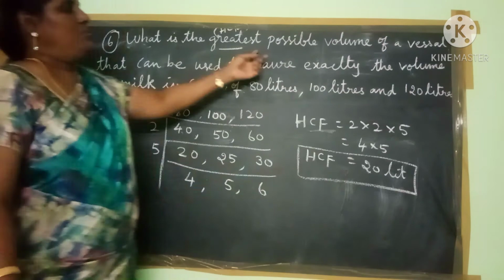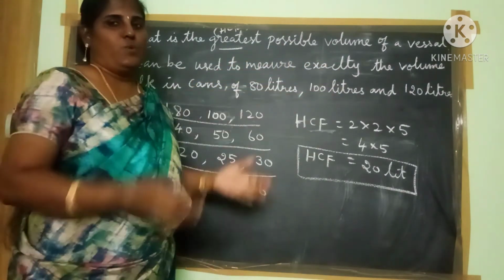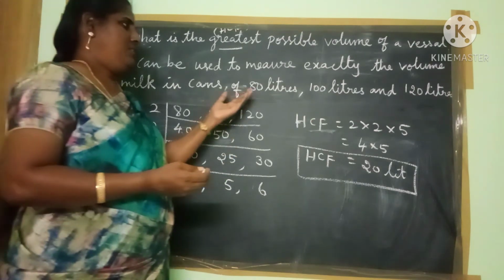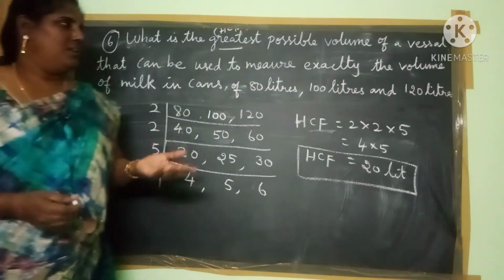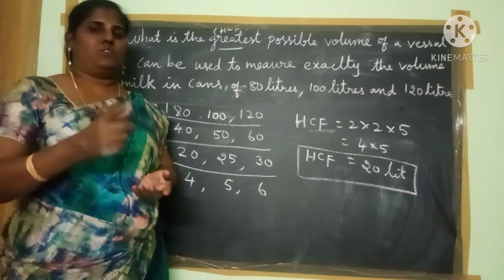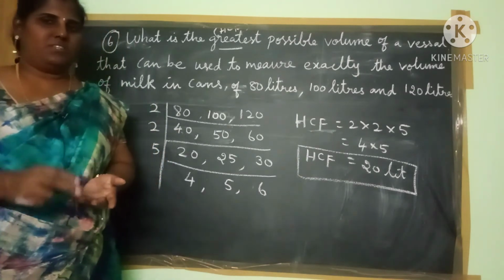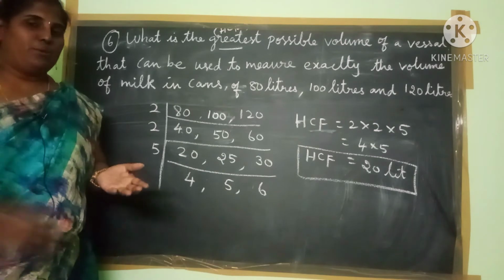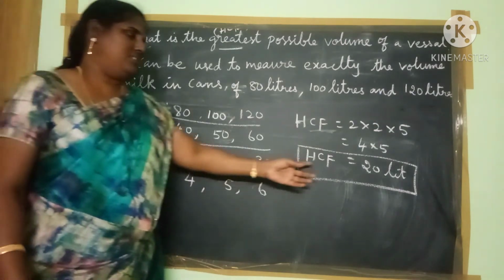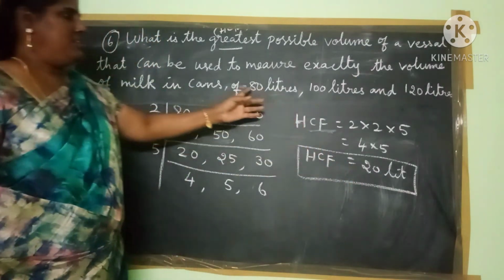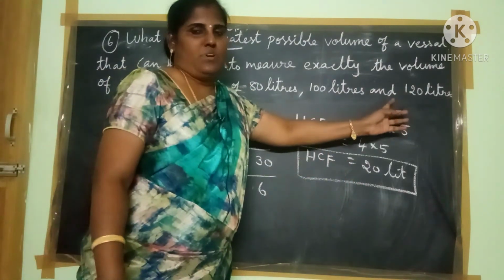So what was the volume of the vessel? In a liter, 1 liter can, 2 liter can, or 4 liter can, 5 liter, whatever it is, we can measure it evenly. But what is the maximum number of factor? So if you take a 20 liter can, we can easily divide it into all the milk.